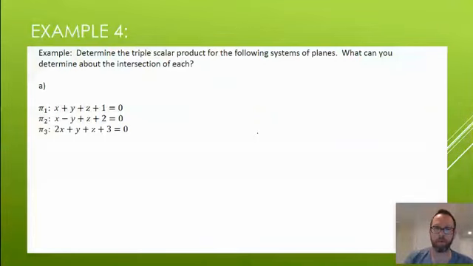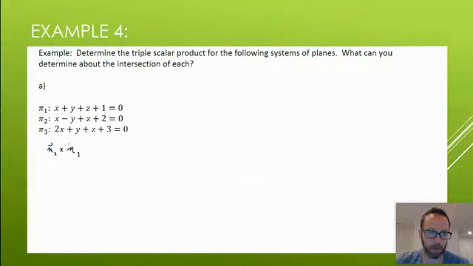So let's just try that right now. Obviously these 3 planes are not parallel. None of them are parallel with each other. So we want to see, are they going to meet in a point, a line, or not at all? To do that, we need the triple scalar product. So let's do N2 cross N3.